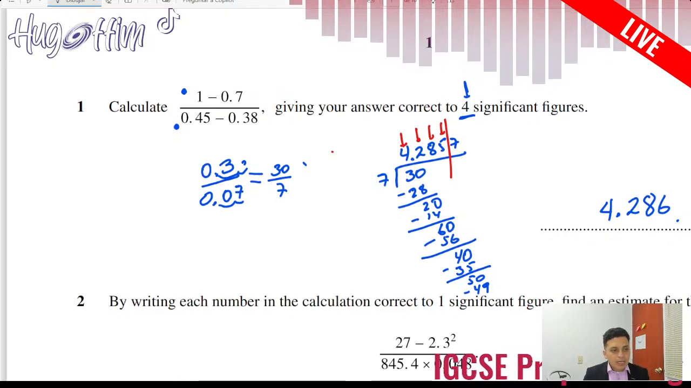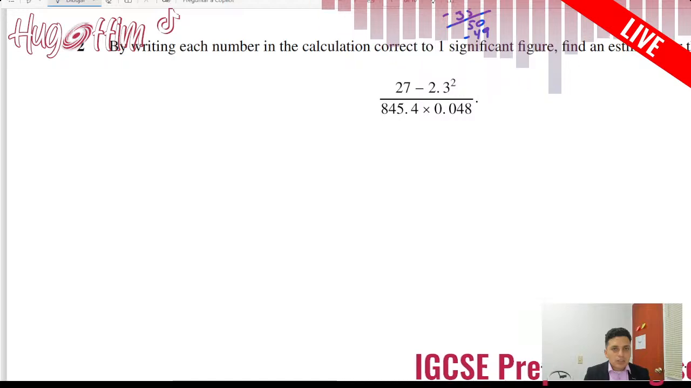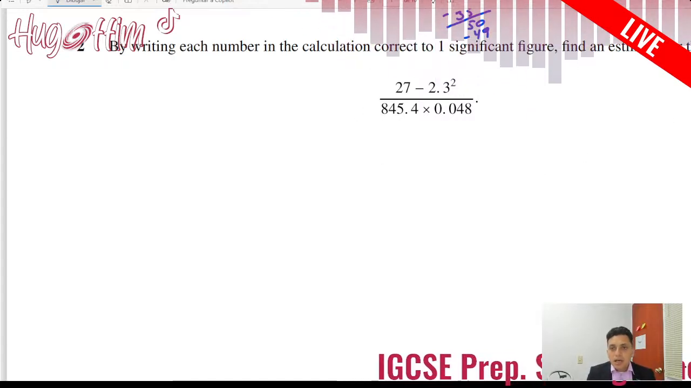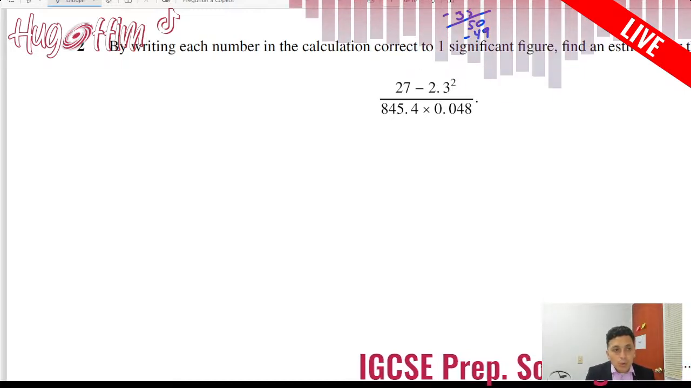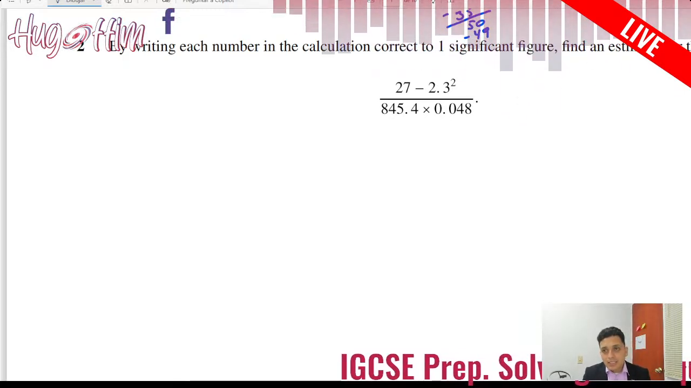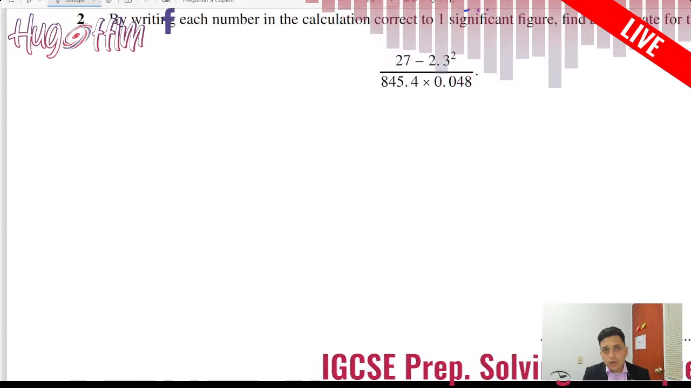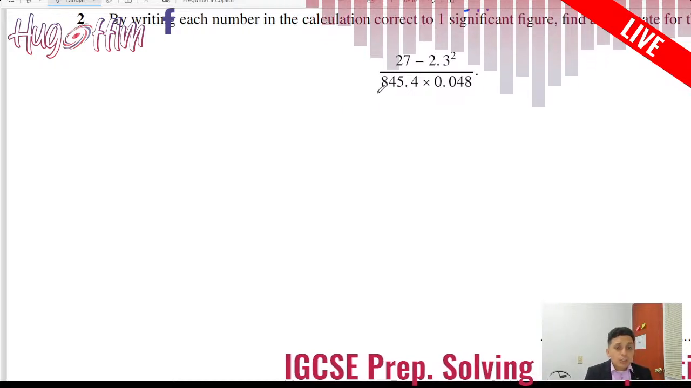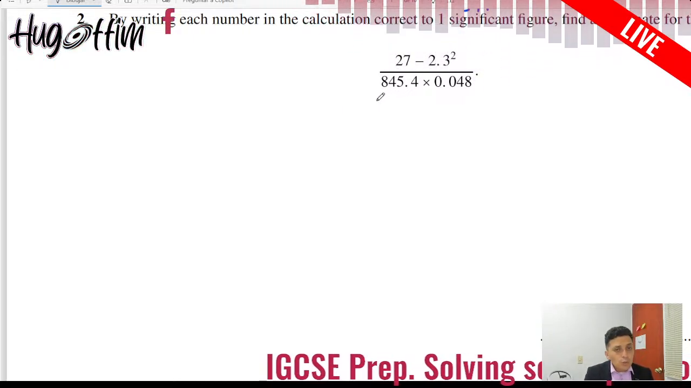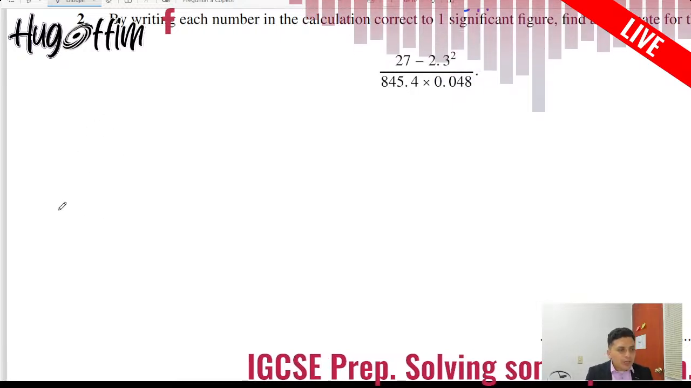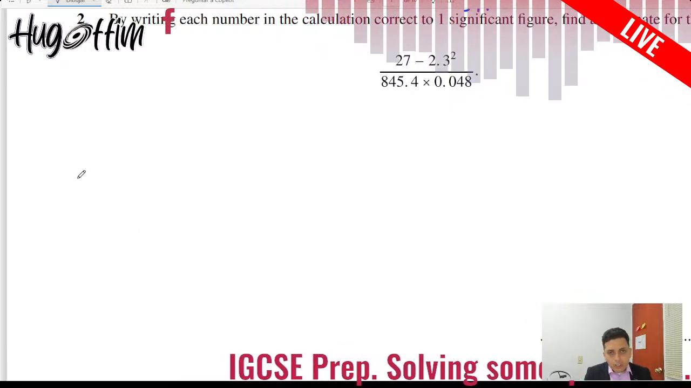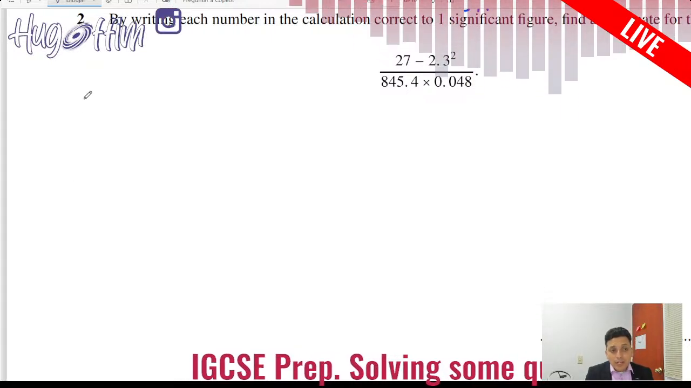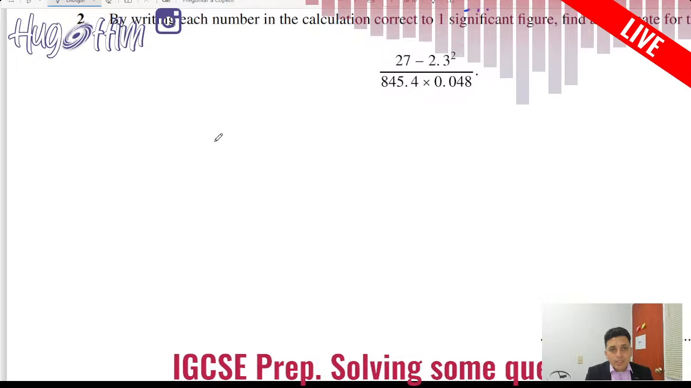Let's see another exercise. By writing each number in the calculation correct to 1 significant figure, find an estimate for the value of the expression. In this kind of exercise, it's telling you that you have to correct your numbers to 1 significant figure to find the estimation. So I'm going to do a brief table showing you how you can correct each number that you can see here to 1 significant figure.